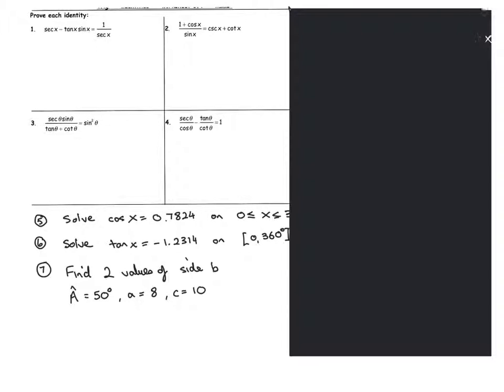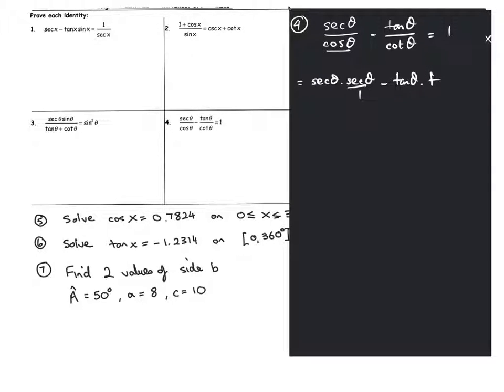The next one, just getting a little blackboard up. Not sure how long this one's going to take, so I need the whole page perhaps. Sec theta over cos theta minus tan theta over cot theta. And this one should be easy. Well, we know that cos is 1 over sec. So it's times sec over 1. You divide by a fraction. Minus tan. And cot is 1 over tan, so when we divide by that we get times tan over 1.